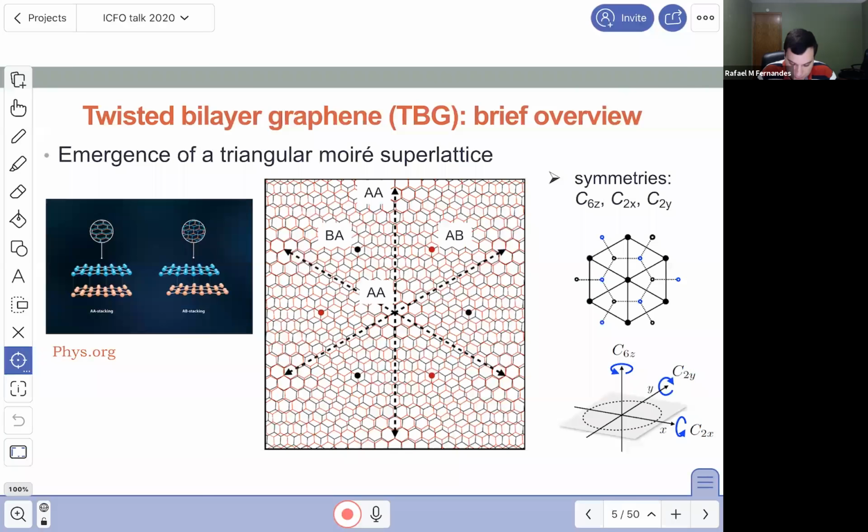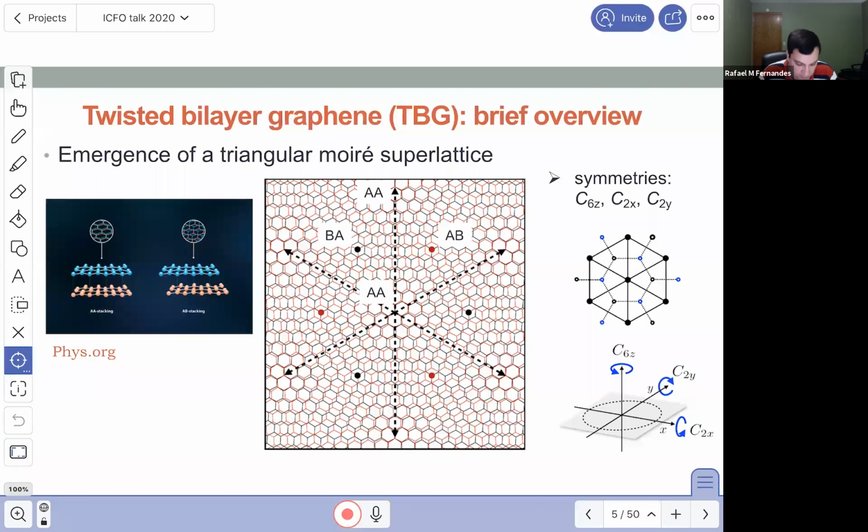So here's another picture of the moiré superlattice. To construct this, we put the two sites of the two layers on top of each other, and then rotate by a small angle. There is a periodicity here. AA stacking means that I have the two sites of the two layers on top of each other. You see they form the moiré triangular superlattice. And in the center of the triangles, you have so-called AB or BA stacking, that's when the site of one of the layers coincides with the center of the hexagon of the other layer.